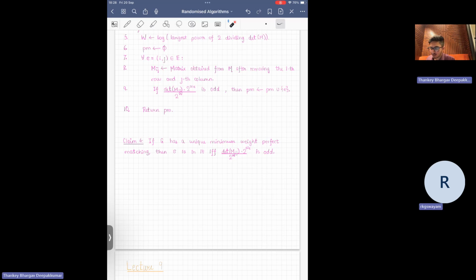Then my question is the following. Does this claim being true imply that PM is a perfect matching? So if claim number 4 is right, then basically we are doing this check for all the edges which are there in P, right? So if this claim comes out to be true, then eventually we would be returning a perfect matching. Okay, so there is one more thing that's required. The claim assumes that G has a unique minimum weight perfect matching, right? So suppose the claim were true and suppose G had a unique minimum perfect matching.